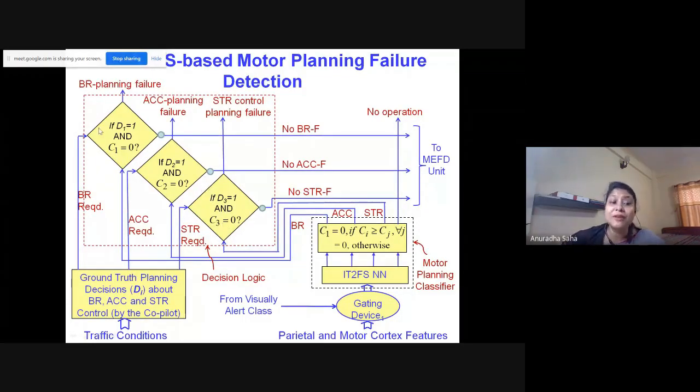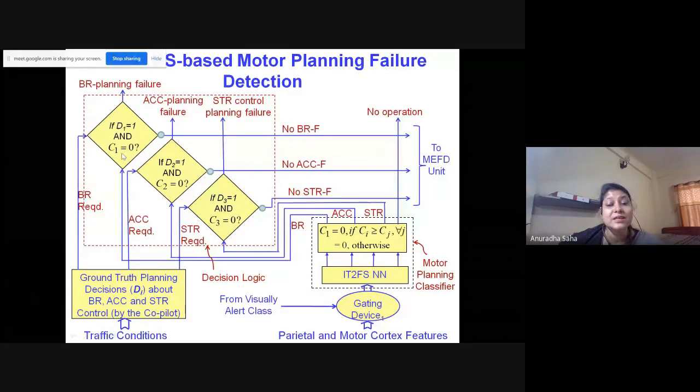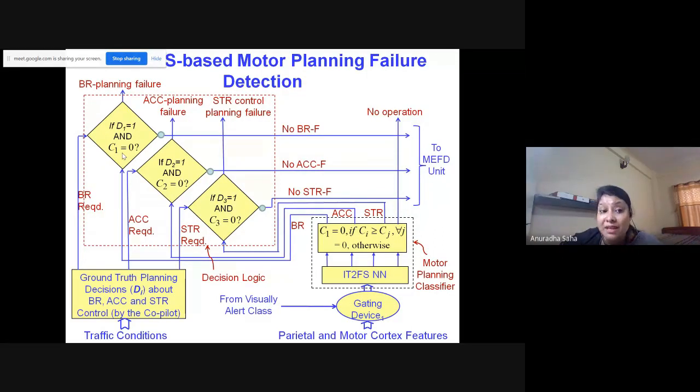So when we have this situation, if these two signals match, obviously we should say that there is no failure. If these two signals don't match, obviously we should comment that the corresponding planning failure occurs for the specific driver. So there I can comment whether a braking planning failure, acceleration planning failure or steering control planning failure occurs, or the two signals are matching. So no braking failure, no acceleration failure, no steering failure happens.